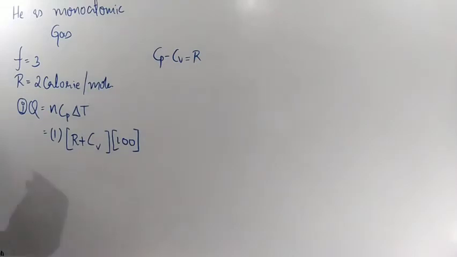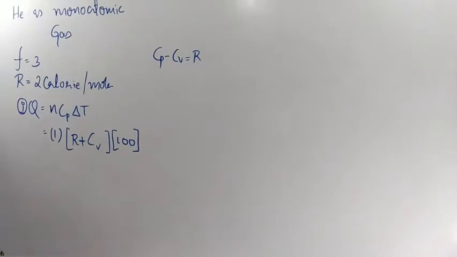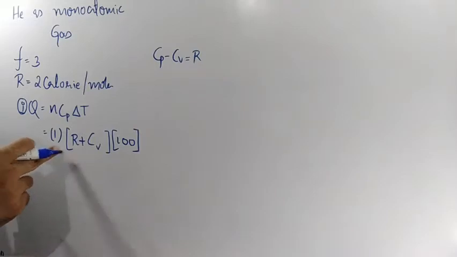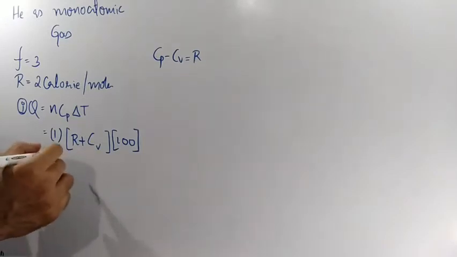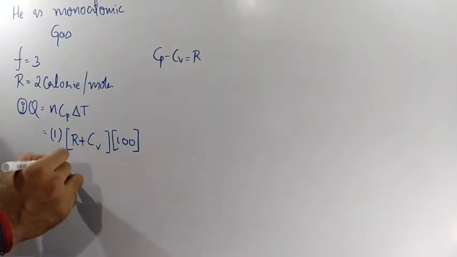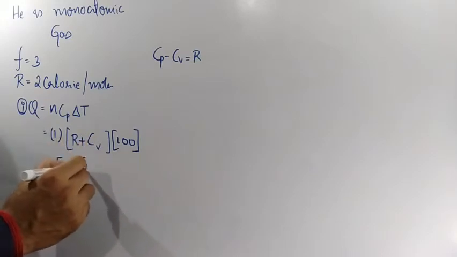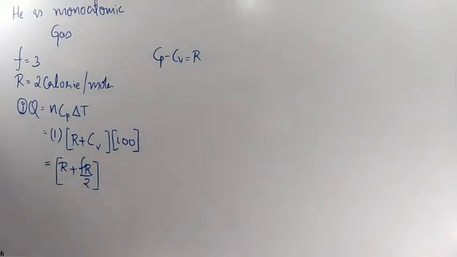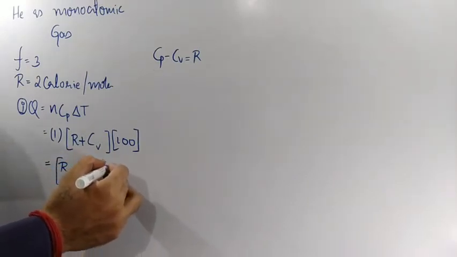Clear? Now listen. The value of Cv is Fr by 2. Yesterday we had calculated this, no? Cv is Fr by 2. Remember. So n is 1; if you want, you can write it, otherwise leave it, because it's just a multiplication factor. Here we have R as it is, plus Cv, which is Fr divided by 2. Next comes delta T, which is again 100 only.